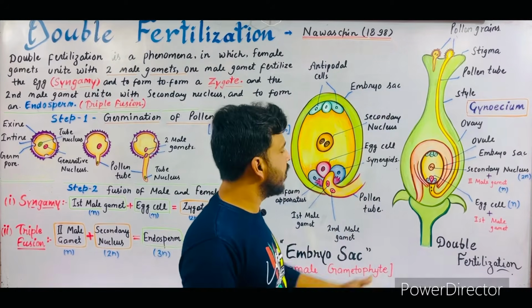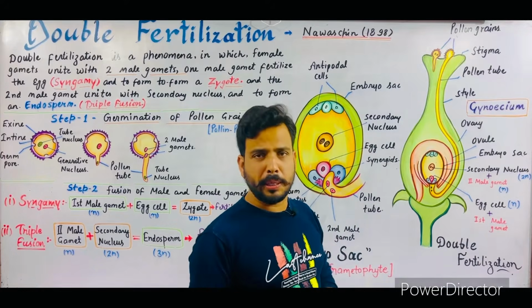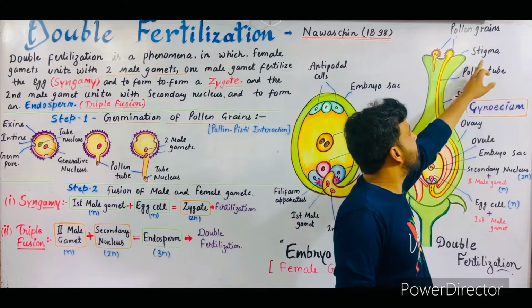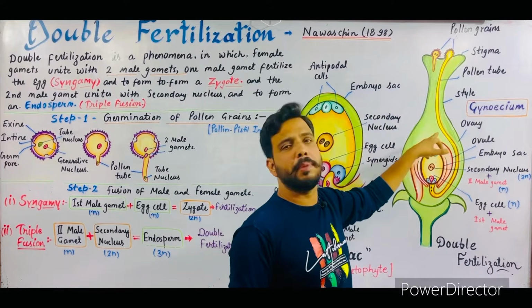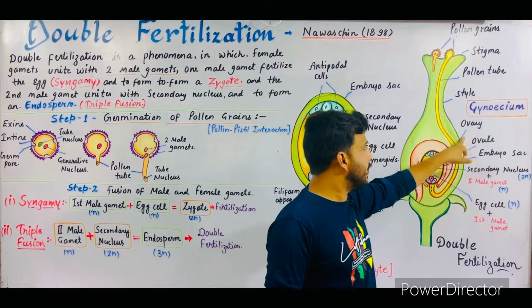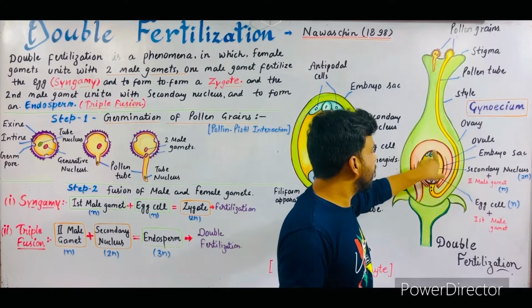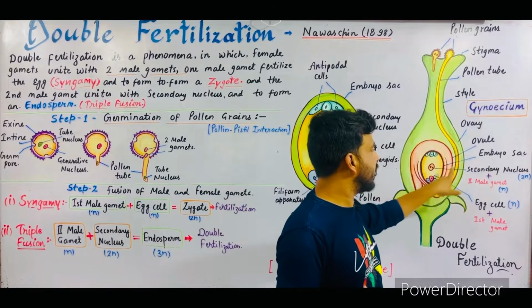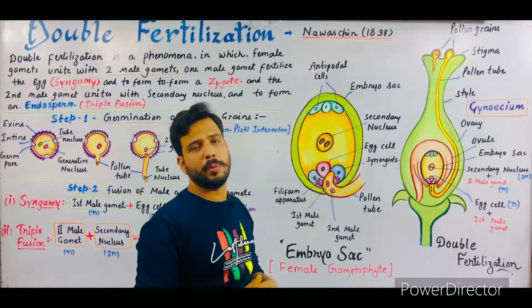Before knowing all these things, I would like to explain this topic with the help of a diagram. So, suppose that this is the gynoecium, and this gynoecium consists of three main parts. The upper part is known as the stigma, the middle part is known as the style, while the lower part is known as the ovary. Inside the ovary, ovules are situated, and inside the ovule, a central bag-like structure is present, which is known as the embryo sac.